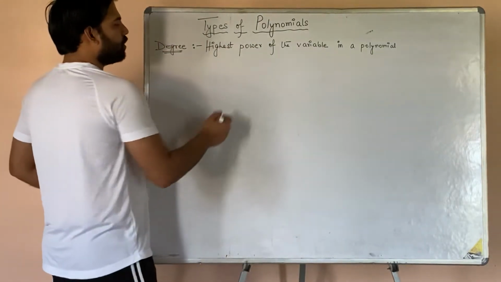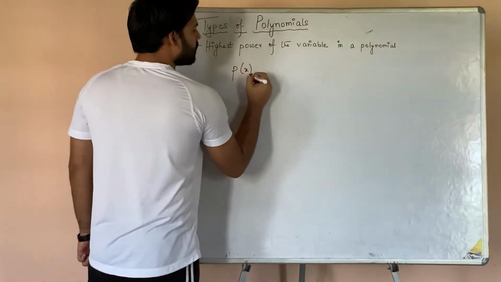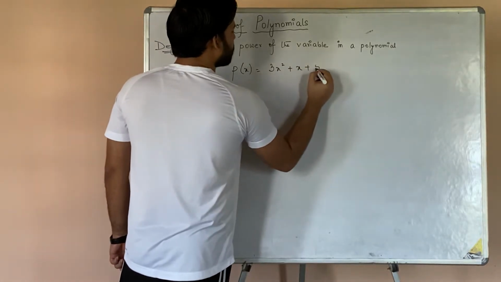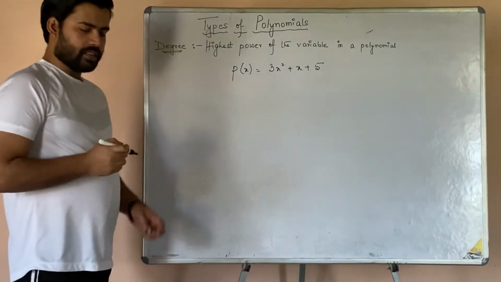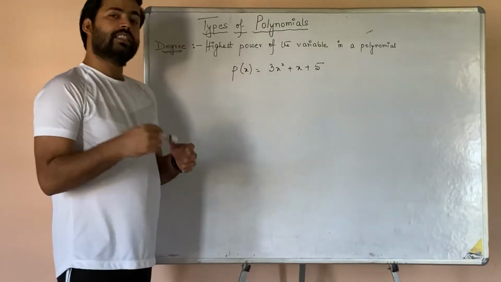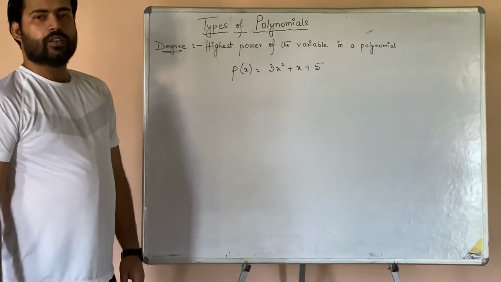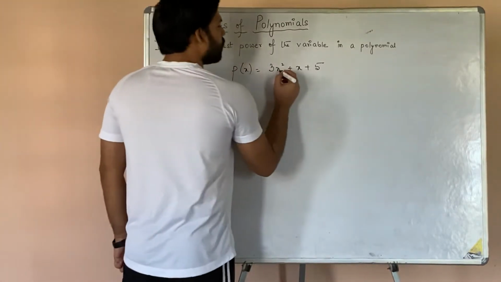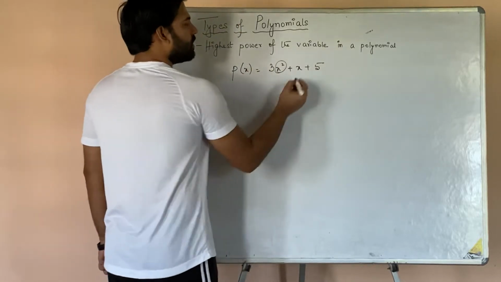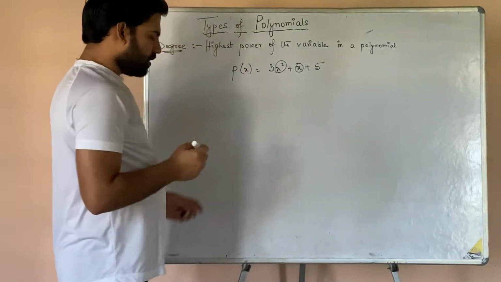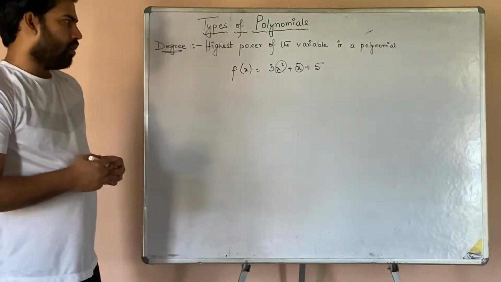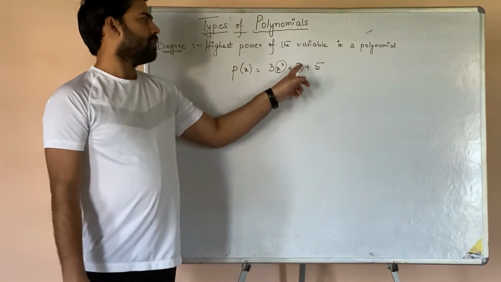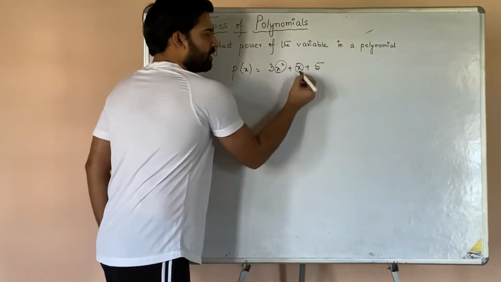Say for example, one polynomial I am taking, the polynomial p(x) represented as 3x square plus x plus 5. So this is a polynomial I am having. Now in this polynomial, what is the highest power of the variable? First of all, find out where the variables are that you can locate in the polynomial. The variable part is over here, the variable part is over here. So these are the two variable parts in the polynomial. Out of these two, what is the highest power of the variable? Here x's power is 2, here x's power is basically 1, nothing, that means 1.